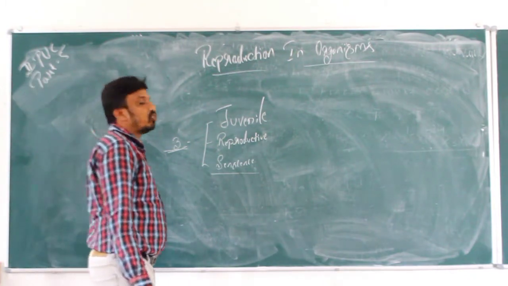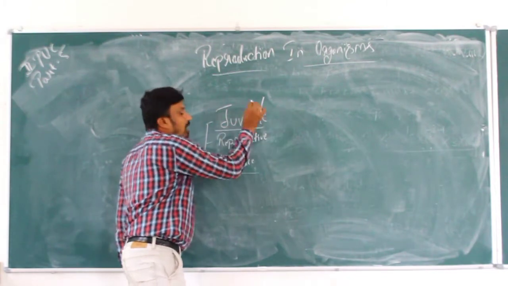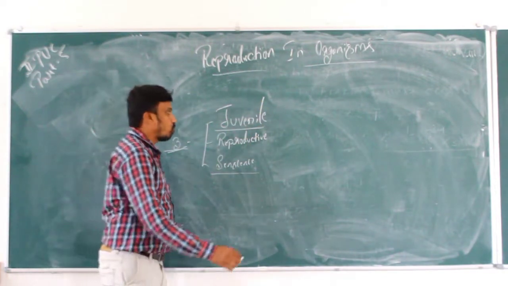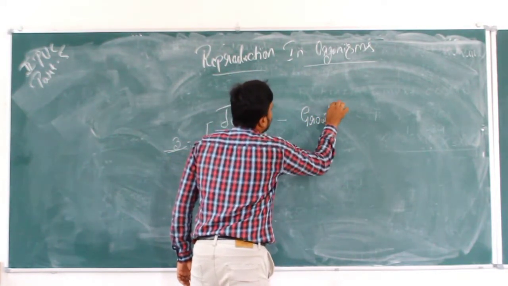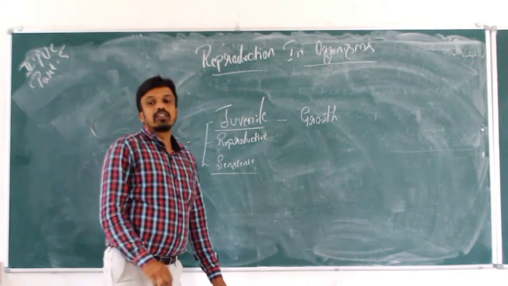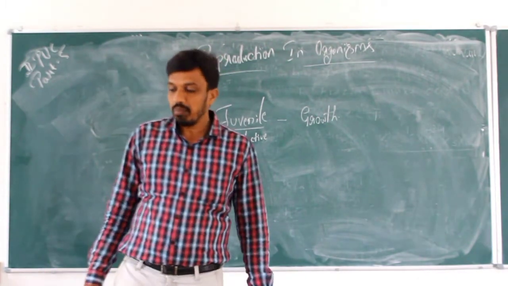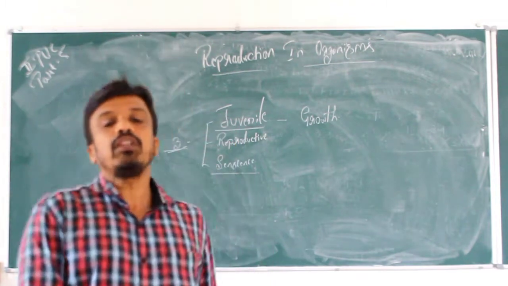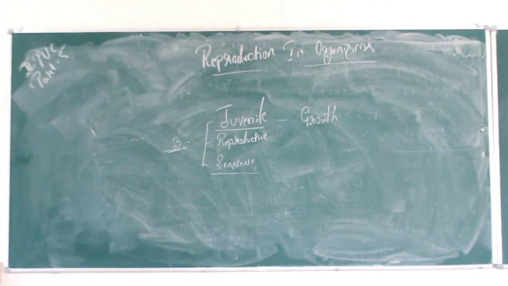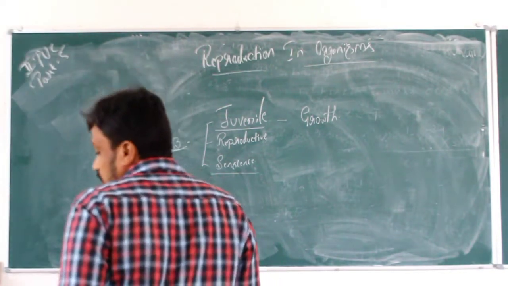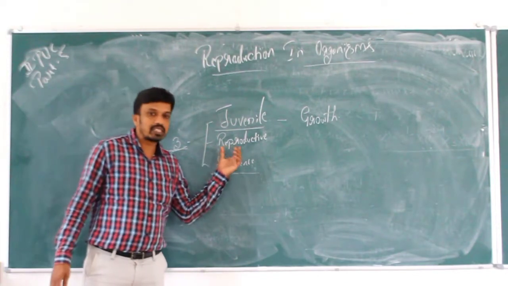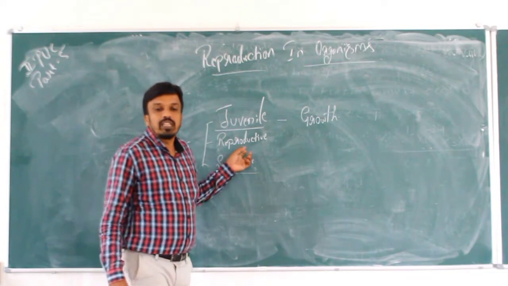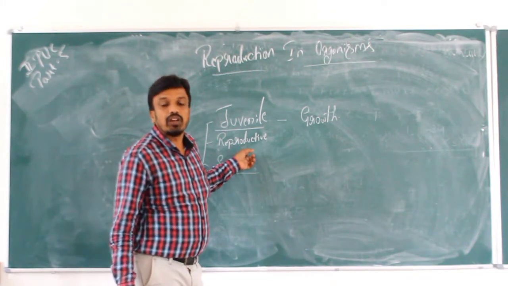So, what do you mean by juvenile phase? It is the actual phase of growth where the vegetative parts are going to mature. It is called the juvenile phase. Next, coming to the reproductive phase, it is the stage where the animals attain sexual maturity.